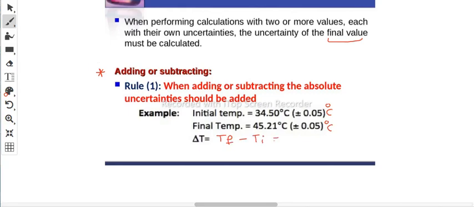So you're going to subtract 45.21 minus 34.50. Remember that when applying subtraction, your final answer should have the smallest possible number of decimal places, as we discussed earlier. So it is 10.71 degrees.